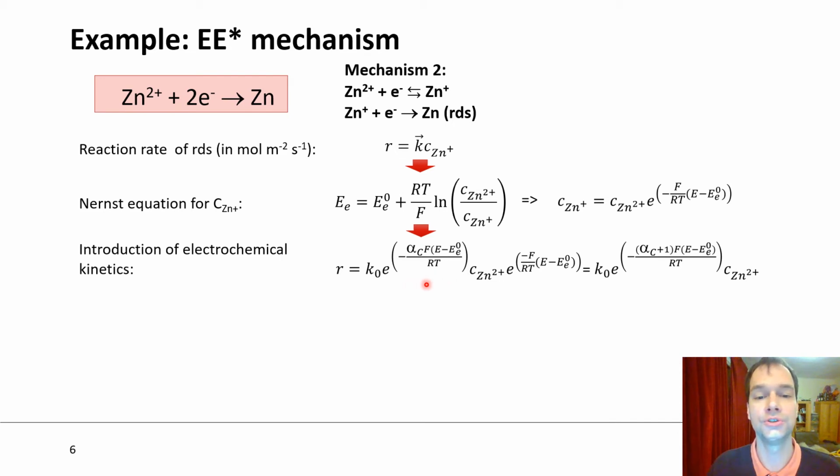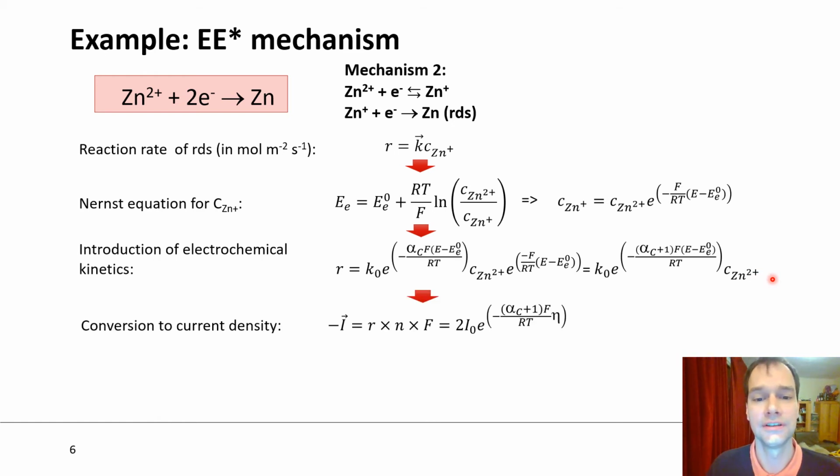So we have now these two exponentials, and the nice thing about exponentials is that you can add them together. So it's relatively straightforward to then come to this equation where R is K0, e, and now we see alpha plus 1 turning up, and the 1 is coming from this part. So the plus 1 turns up here, multiplied by the concentration of zinc 2+.